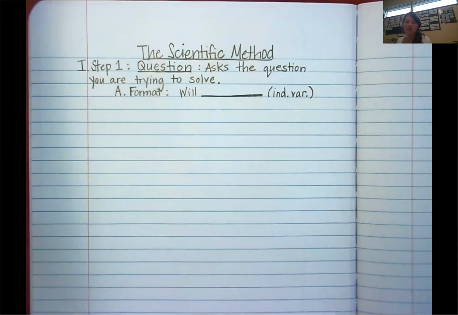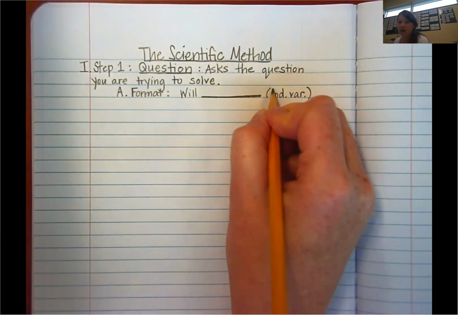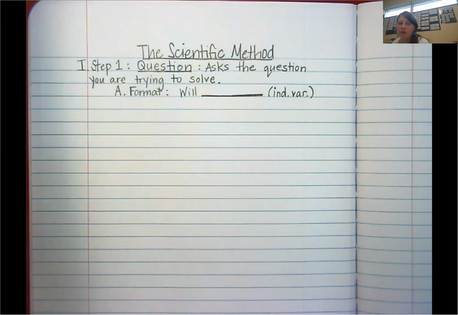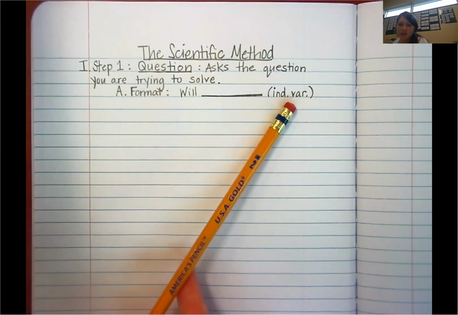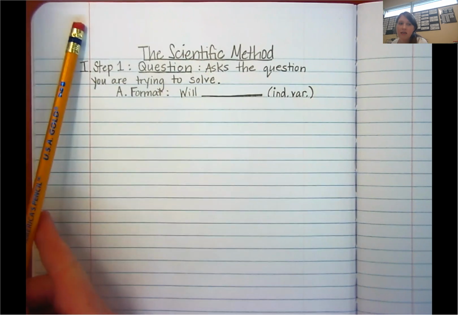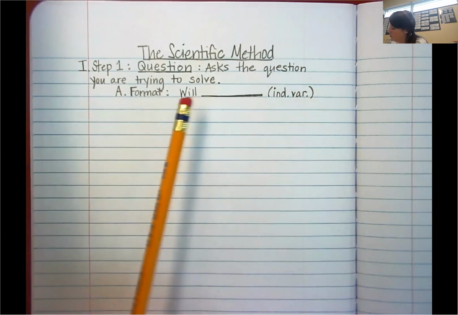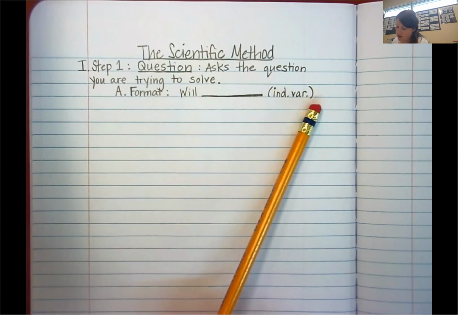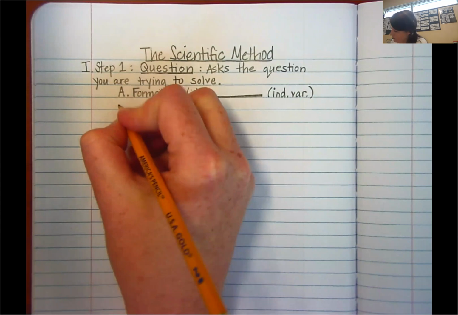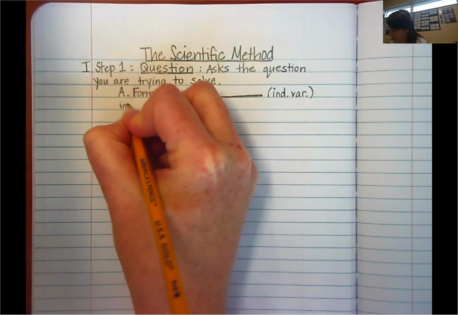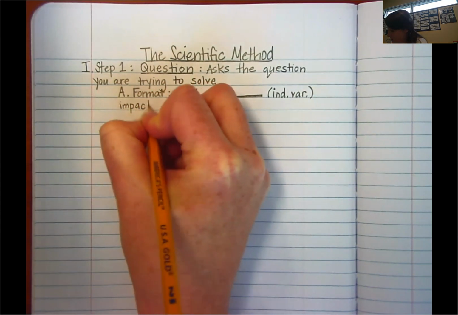I'm going to use abbreviations. Abbreviations are super helpful when note taking. If you feel like you may not remember what this stands for, you might make a little key up at the top that says independent variable equals, and then you can say what you've abbreviated for. I know I use IV and DV a lot as well to abbreviate. So will blank, independent variable goes there. Impact or effect is also sometimes used.